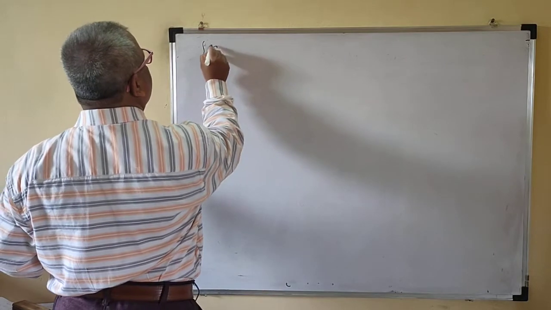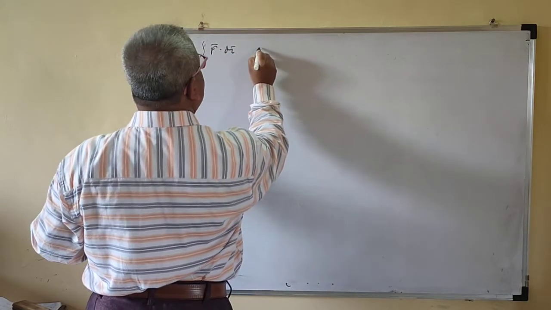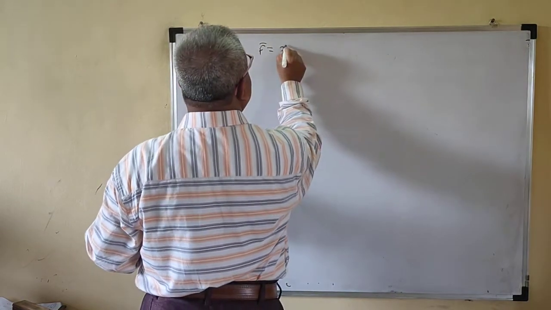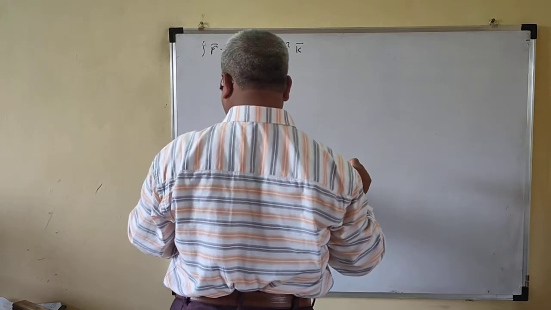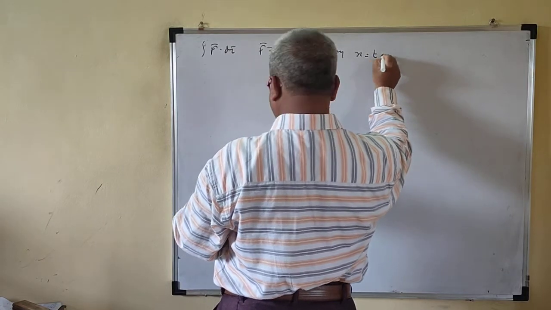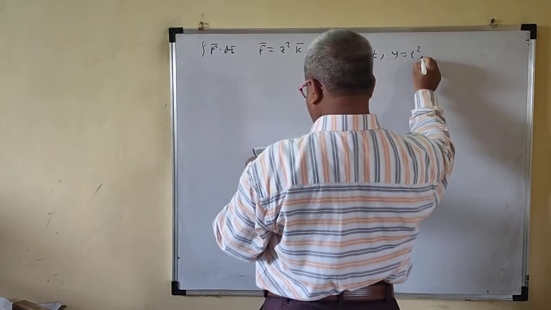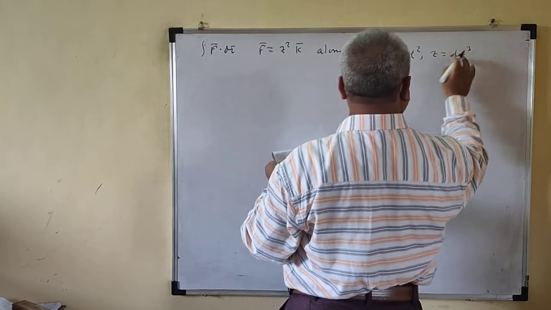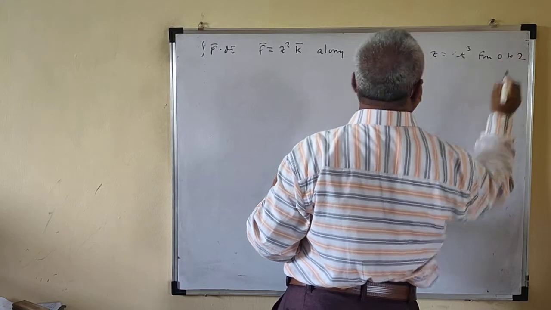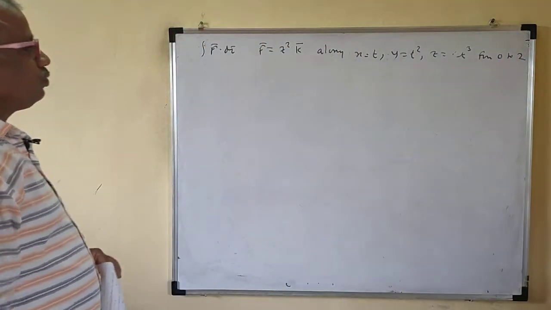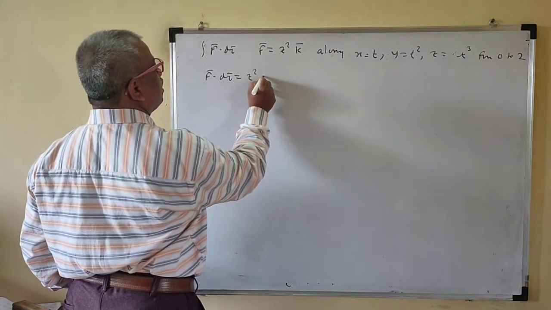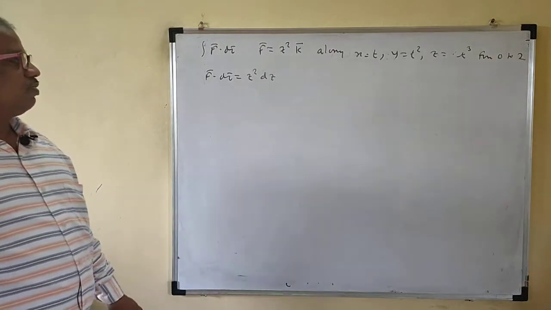Okay, so you have the integral of F bar dot dr bar, where F bar is equal to z square k bar, along x is equal to t, y is equal to t square, z is equal to t cube, from 0 to 2. So what is F bar dot dr bar? F bar dot dr bar is z square dz only.